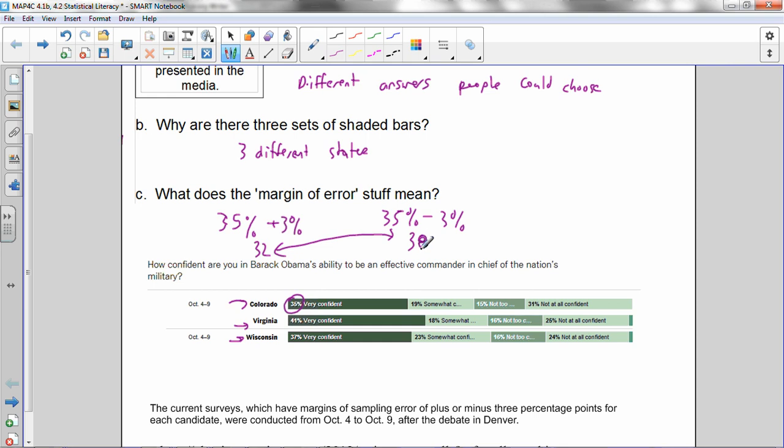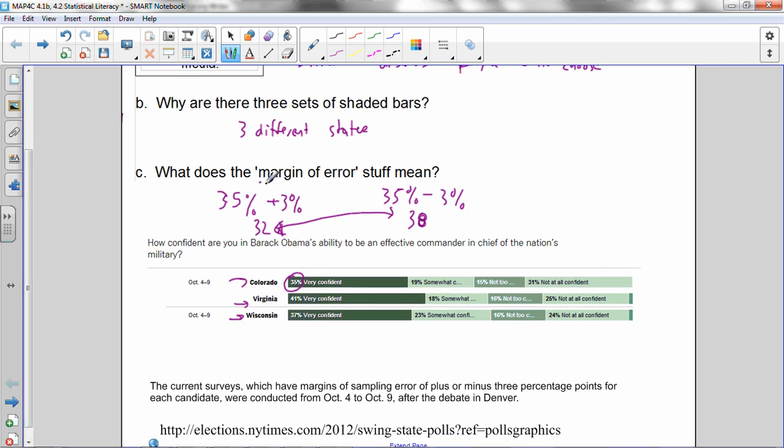That's what this margin of error is, because we can't know for sure. Some people on the survey might lie. We would get a strange sample, but overall, the math says that somewhere between 32 and 38% should have answered very confident. Okay, that's what margin of error is, and this is going to come up a couple more times during the lesson today. Okay, that's the 3-minute review. Let's get on with the lesson.